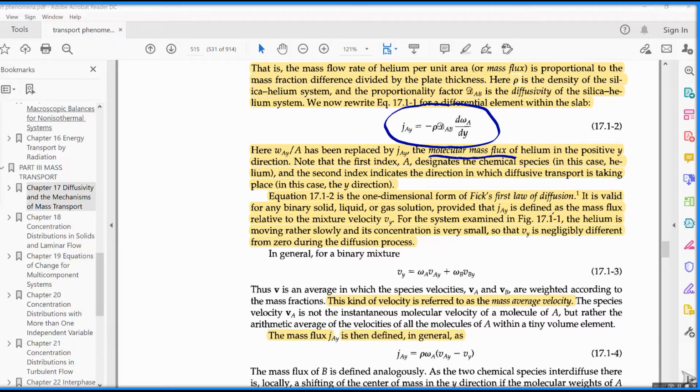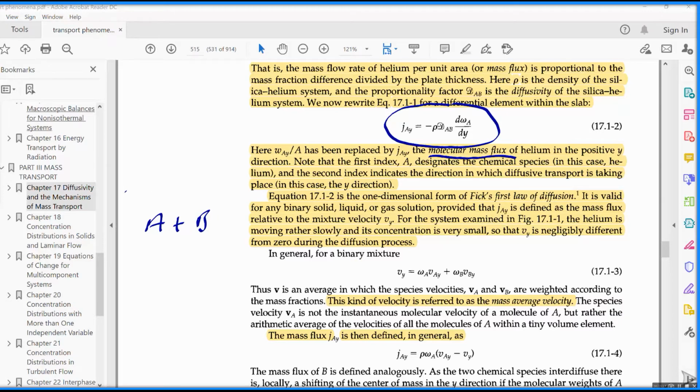Here we define V, which is just the mixture velocity. Then we can define the binary mixture. Binary mixture means A plus B. Let's say we have some mixture that contains two different species. We call this a binary mixture.